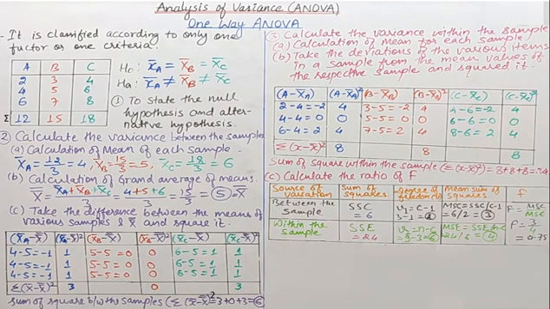So now take the deviations of the various items in the sample from the mean values of the respective sample and square them. In this table we are calculating the values of A minus XA bar, A minus XA bar whole square, B minus XB bar, B minus XB bar whole square, C minus XC bar, and C minus XC bar whole square.